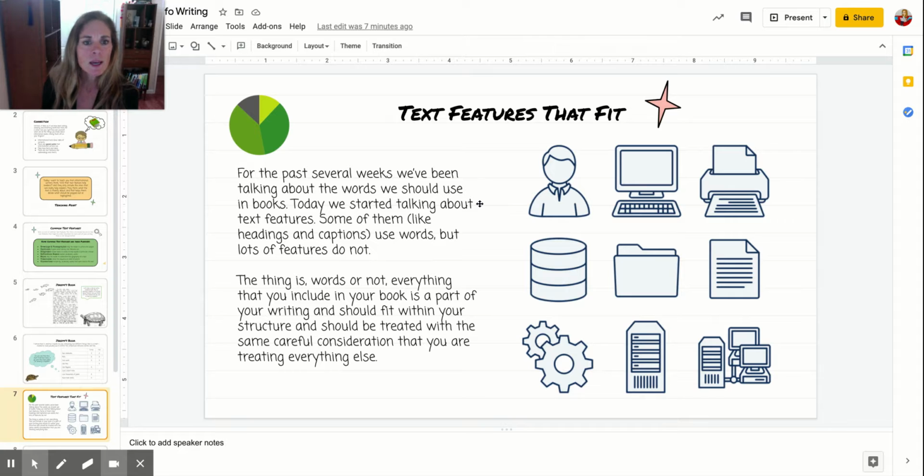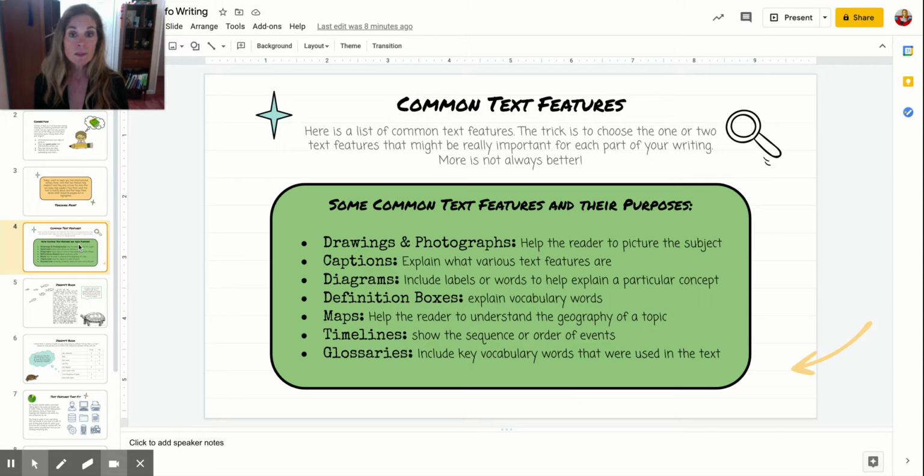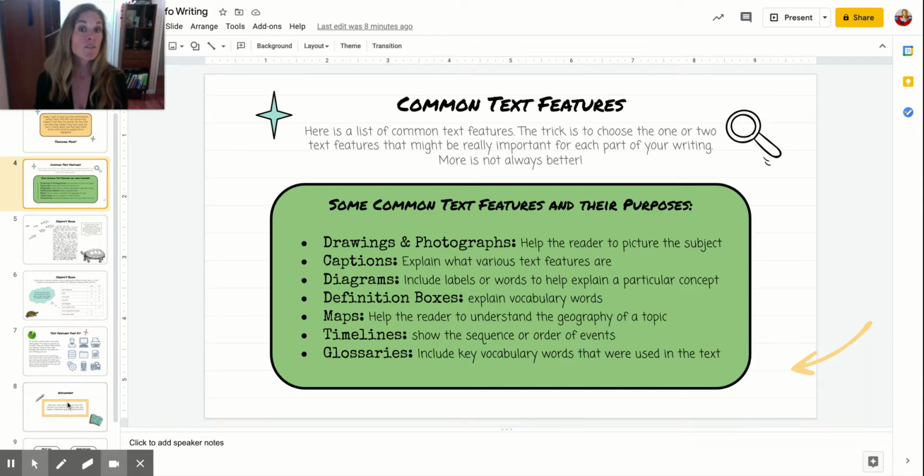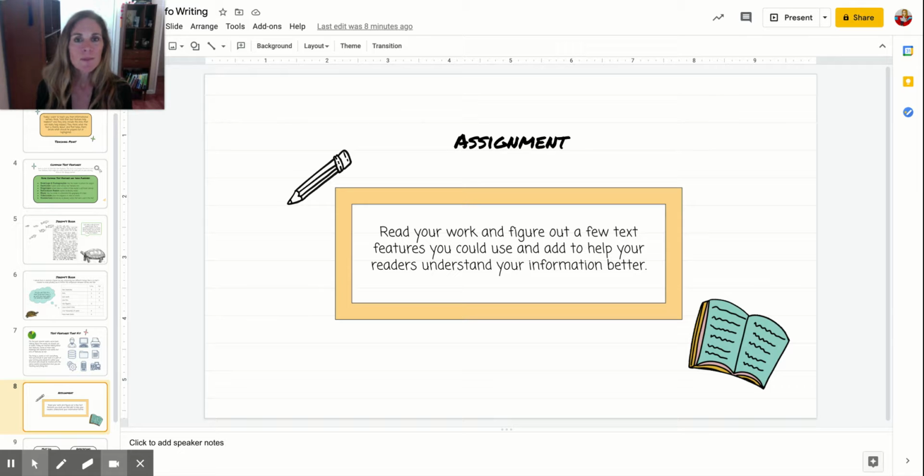And then finally, this slide really is just saying, don't put things into your book unless you really think that the reader needs them. It gets confusing if there are too many text features. So really think long and hard about which one of these will help your reader the most. So that's what you're doing today. Have fun with it. You can work on this tomorrow too. It's just fun. Information writing is so fun. So I hope that you enjoy it.